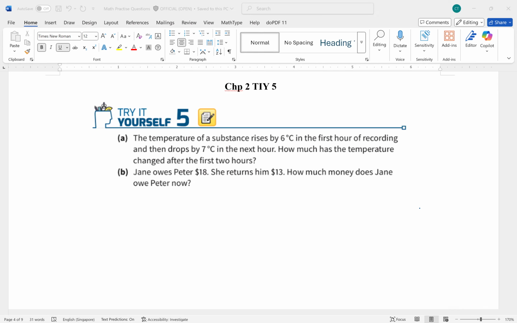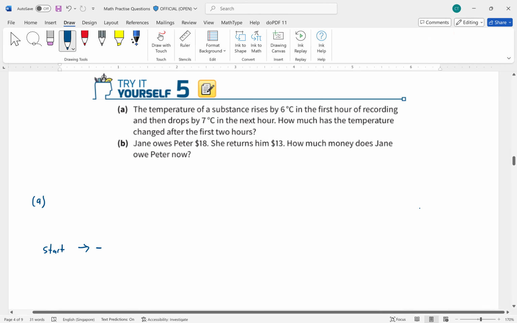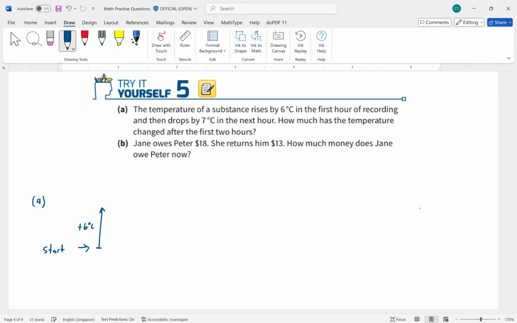Right, so for this question, we have a particular starting temperature. Let's call this the start. We don't know what temperature it is, but it doesn't matter. What happens is that in the first hour, the temperature rises by 6 degrees. So the temperature goes up. This one is plus 6 degrees Celsius. After 1 hour, the temperature is over here.